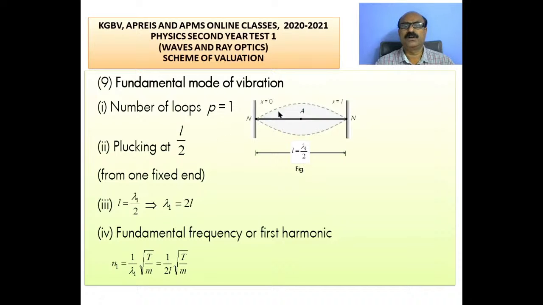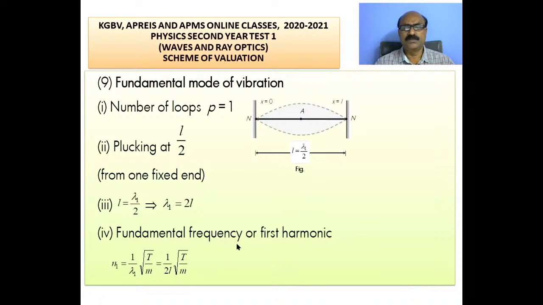From one end we have to just pluck it, and if you release, you will be getting one loop. So this is what is called the first mode of vibration. For this, the length of the wire is half of its wavelength, so L is lambda 1 by 2. Lambda 1 is equal to 2L. Lambda 1 is the wavelength of the first loop.